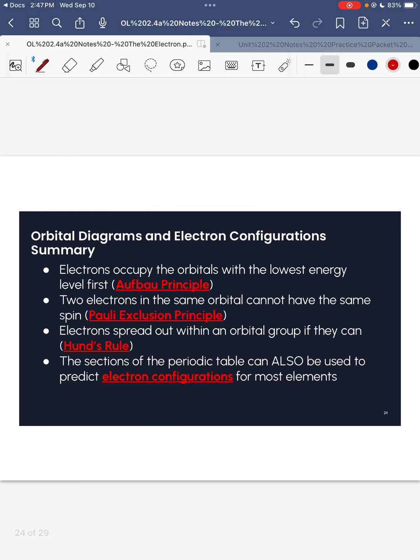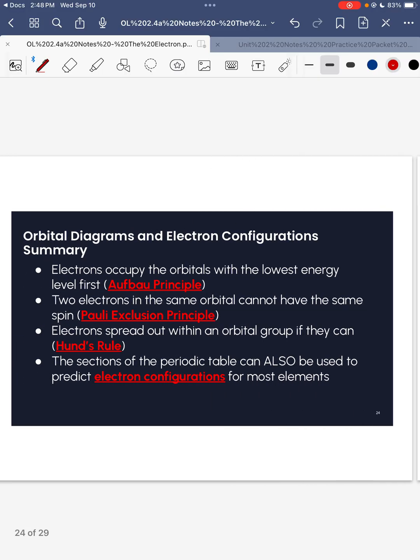So to summarize those, electrons occupy the orbitals with the lowest energy level first, the Aufbau principle. 2 electrons in the same orbital cannot have the same spin. That's the Pauli exclusion principle. And electrons spread out within an orbital group if they can, which is Hund's rule. The sections of the periodic table can also be used to predict electron configurations for most elements.